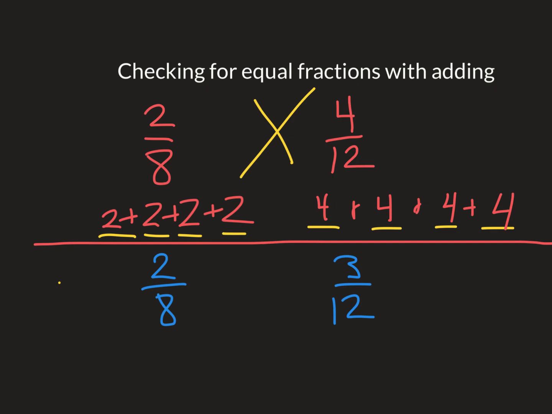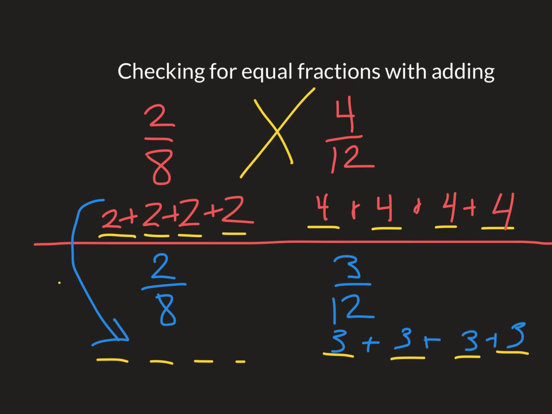We already know that 2/8 required 4 skip counts. So I'm going to set up 4 skip counts for my 3's. 3 plus 3 is 6, plus 3 is 9, plus 3 is 12. So these fractions are equal because we skip counted the same number of times, numerator to denominator.